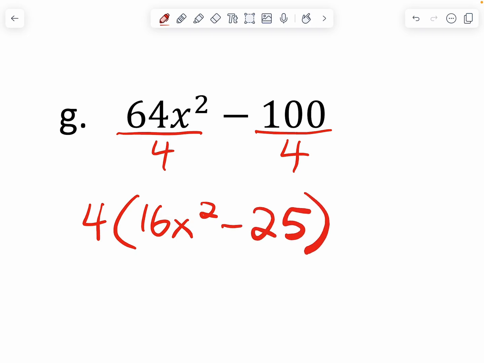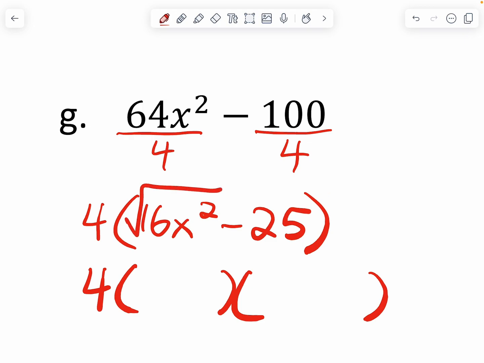So now I look at this and I need to make sure it's factored completely. So now I'm looking at the inside of the parentheses, and what I notice is 16 and 25 are both perfect squares. So I could actually further break this down by using the difference of squares method.